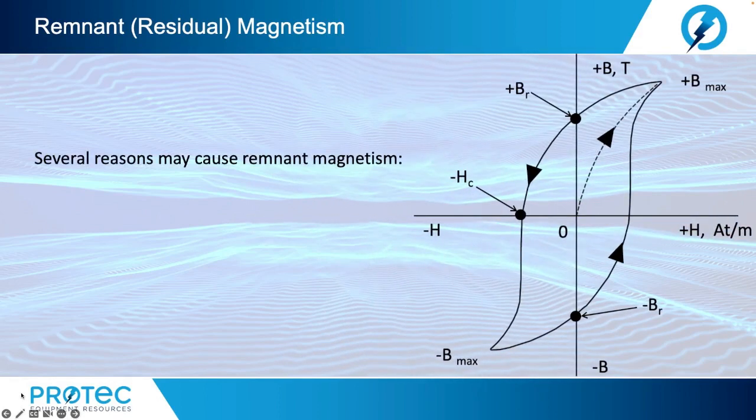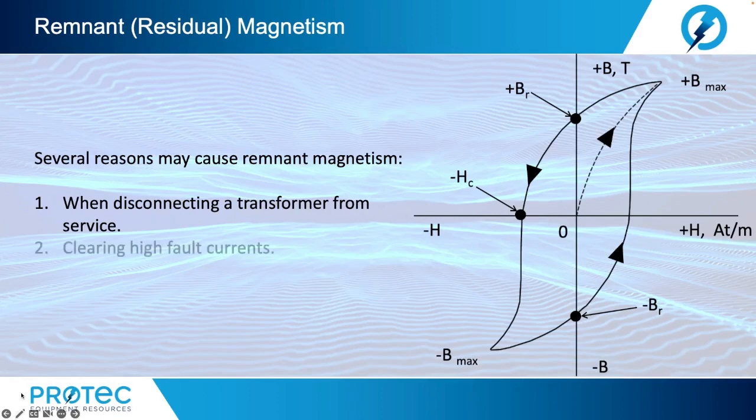Now, there are several reasons that can cause remnant magnetism. When disconnecting a transformer from service, since the voltage is never in phase with the current and the current is interrupted at point zero, there is certain voltage at that point and corresponding flux would remain in the core at that point. The consequence of high fault currents that a transformer withstands, where relays cleared the fault, leaves some magnetism in the transformer core.